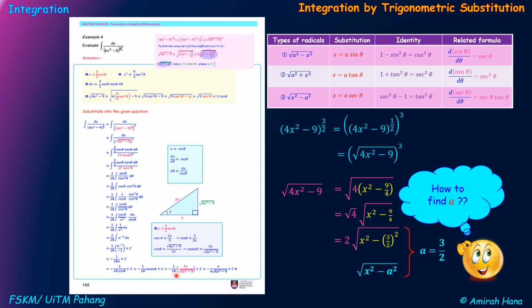Lepas kita ganti, kita boleh simplify pula 2 in numerator ni dengan negative 18 in denominator. So after simplify, dapatlah the final answer equals to negative, yang atas ni jadi x, yang bawah ni jadi 9, and then square root of 4x squared minus 9, and then plus c. So this is the final answer for this question. Dan jawapan ni logik sebab kita dapat semula dalam variable X. Okay? Got it?